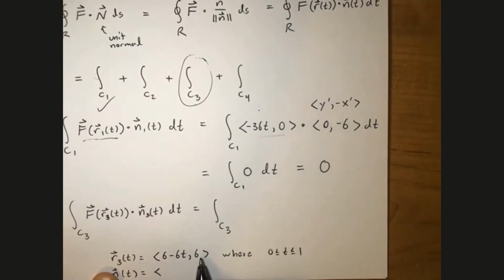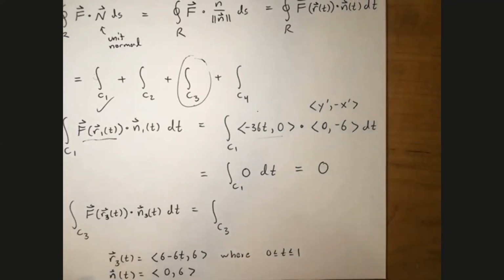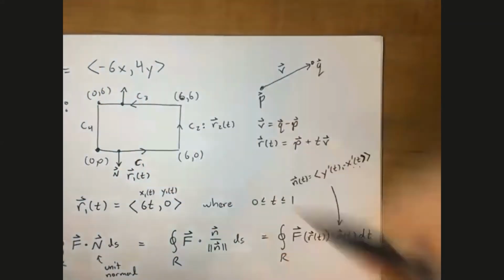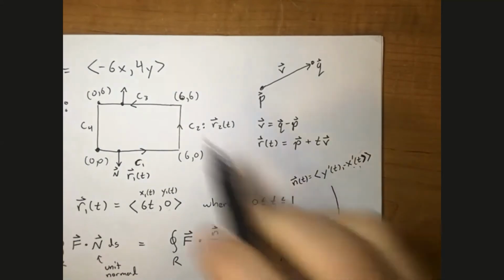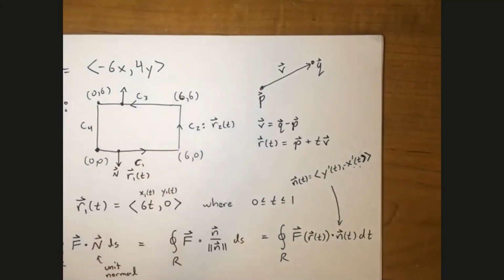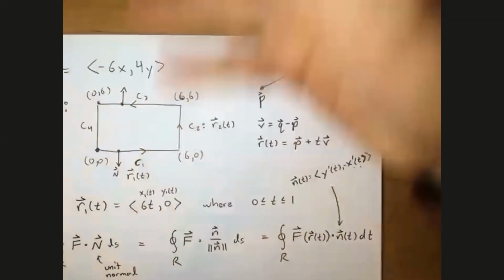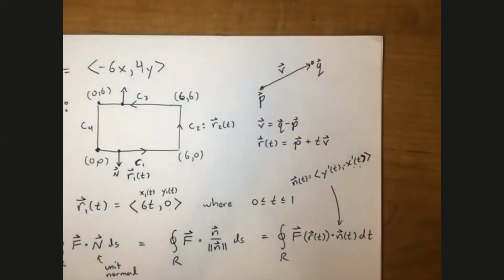Y prime, 0. X prime, negative 6. So negative of that is positive 6. Right, so that is the normal vector that's pointing up this way, 0, 6. And we're going to dot that with the vector field to get how much of the vector field is flowing in that direction across the curve.